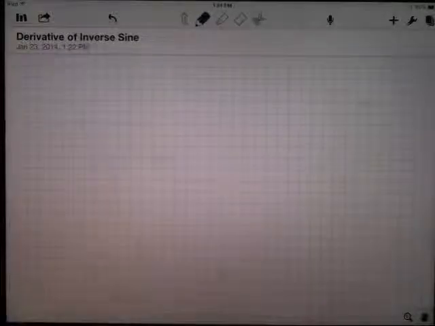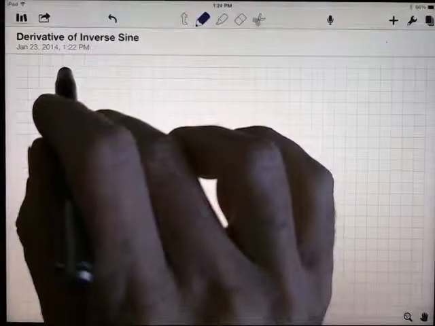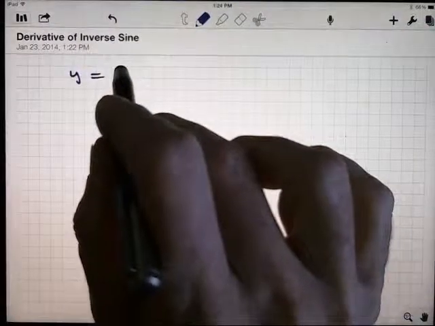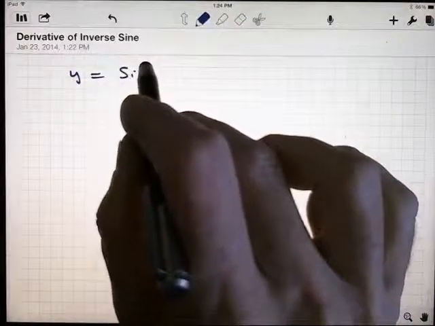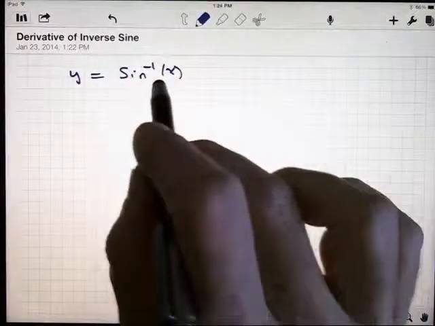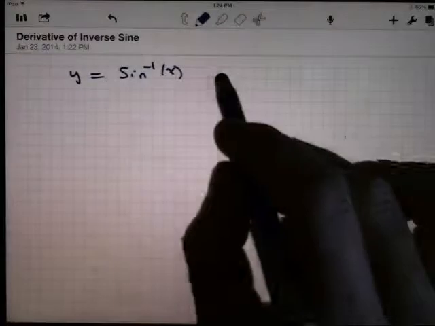I want to take a look at the derivative of the inverse sine, and I want to do it in such a way that I use my knowledge of the derivative of sine in order to find this. Okay, so here we go. I'm going to start with y equals the arc sine, or the inverse sine of x. I think of that as the angle whose sine is x.